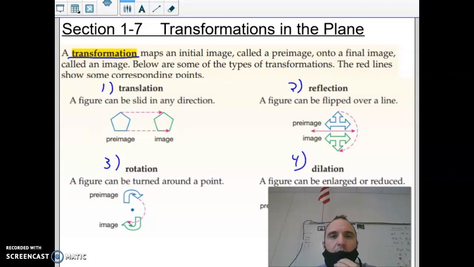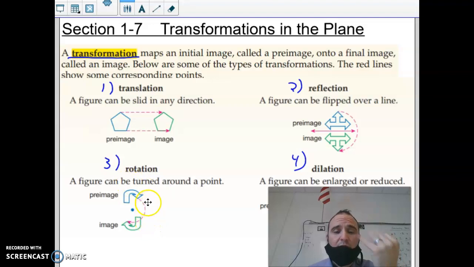Hello everyone, I'm going to be going over the beginnings, which is section 1.7 of transformations in a plane. So transformations are maps of an initial image, which we call the pre-image, and then a final image or post-image. So first one is a translation, it slides, reflection, a flip. There are three different types of flipping we're going to do.